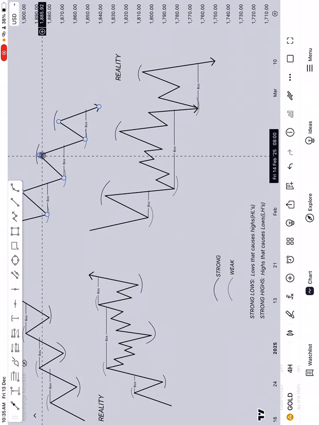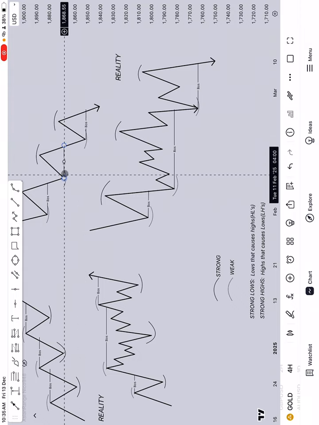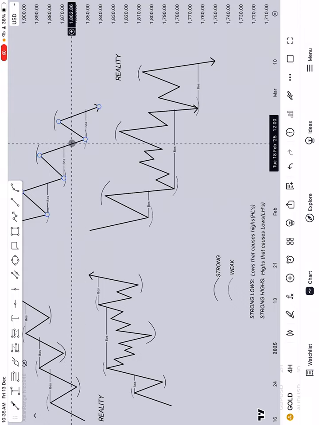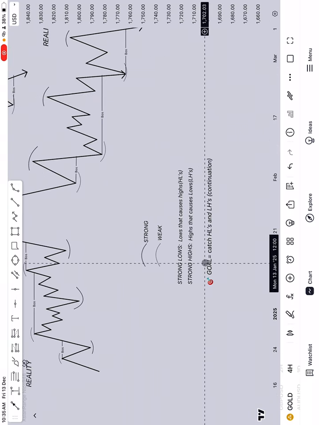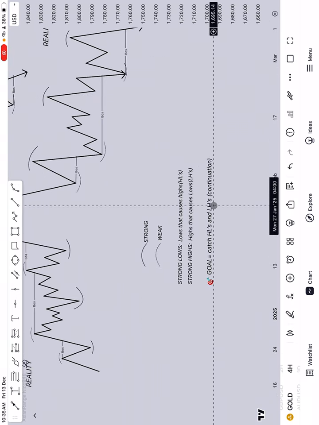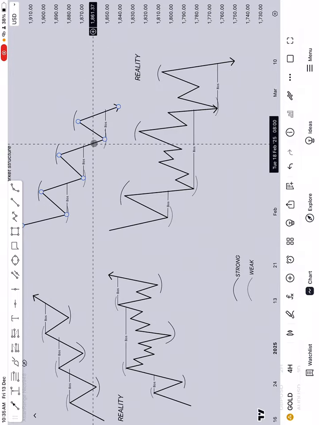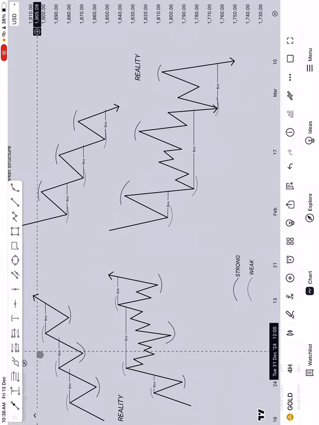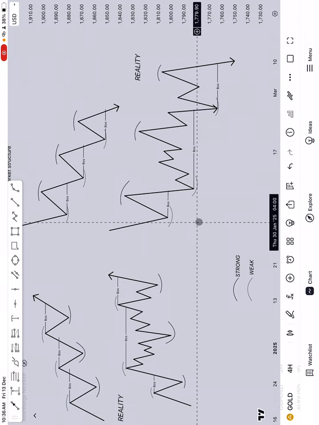Okay, and these are strong highs that were able to create a low. After breaking structure, it has created a low already, so that's why it's called a strong high. Okay, and our goal is to catch the higher lows and lower highs. These are lower highs here, targeting lower lows, and higher lows here, targeting higher highs.